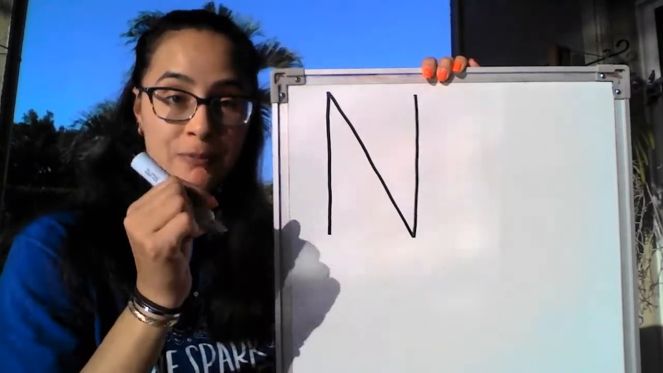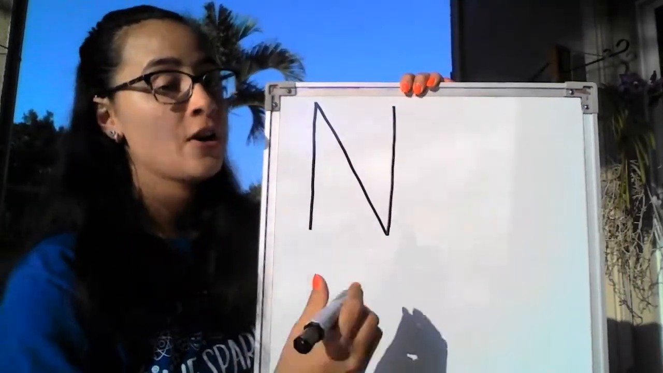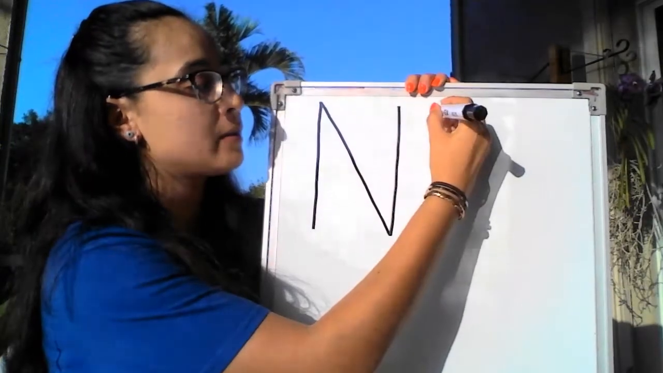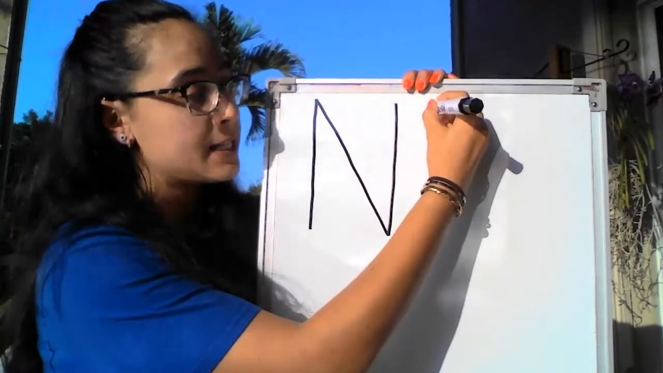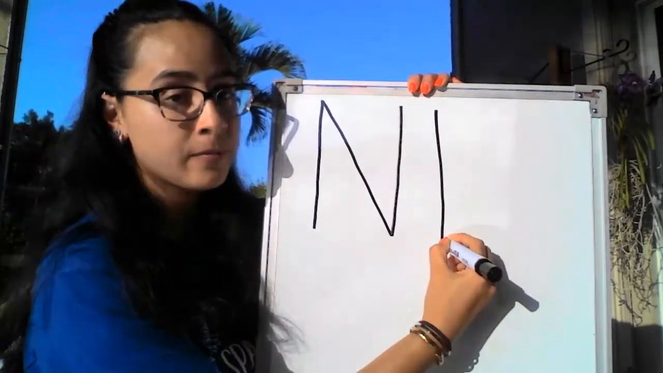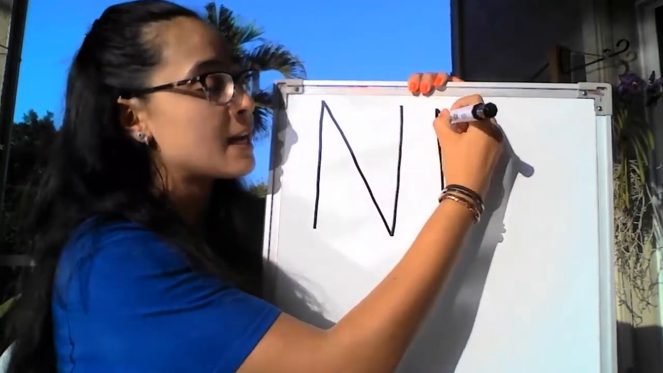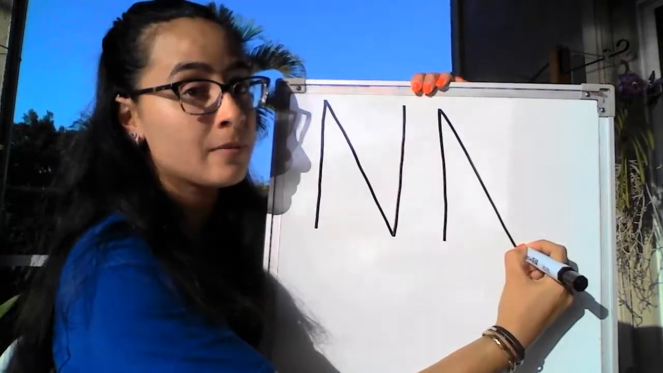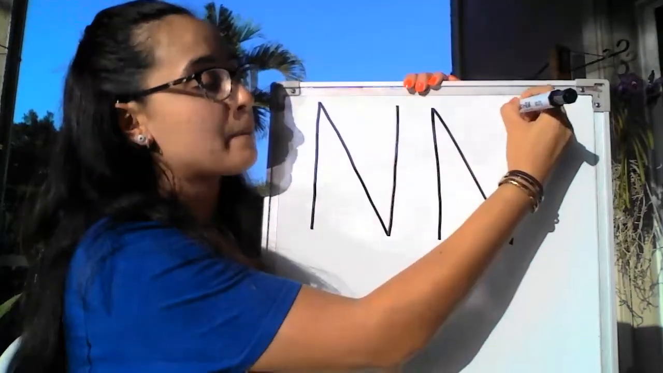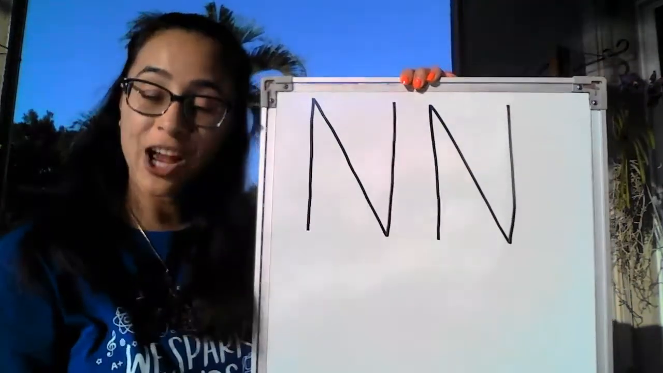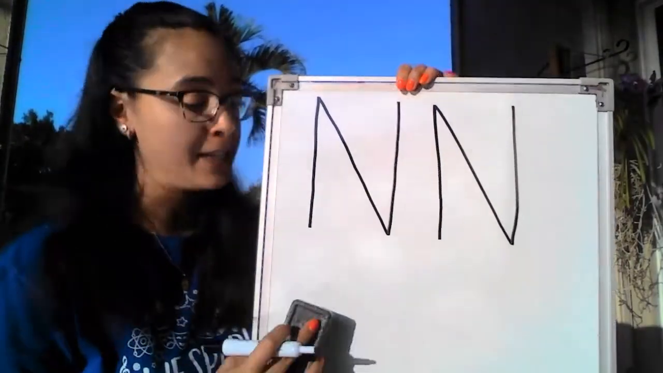Let's do it together. Grab your marker, start all the way at the top, and we're going to go down, pick up your marker, start at the top, and let's do a diagonal, and then up. Good job. Let's do lowercase n now.